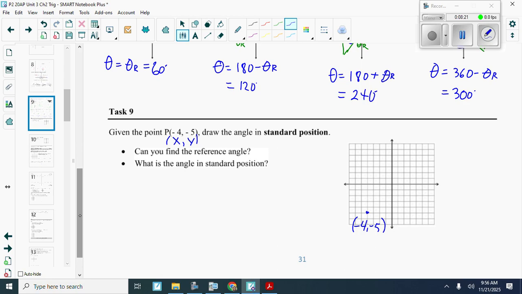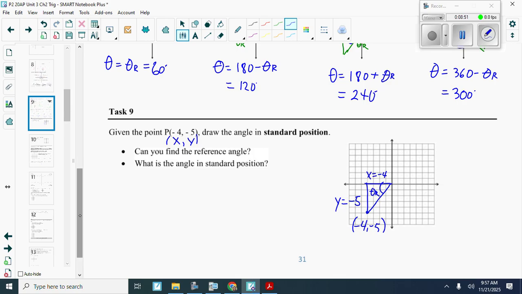All right, so when you're drawing this, I want you guys to recognize that x is -4, because you went 4 units to the left. Your y here is -5 because you went 5 units down. And then if we connect the dots, we have our reference angle here.